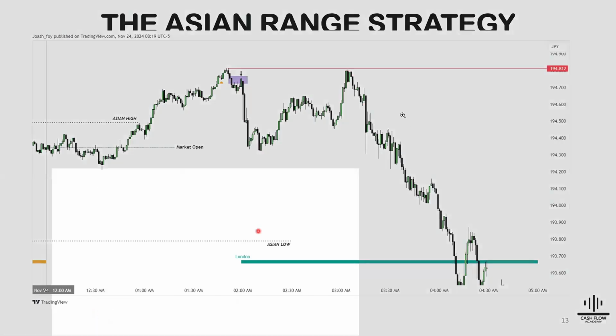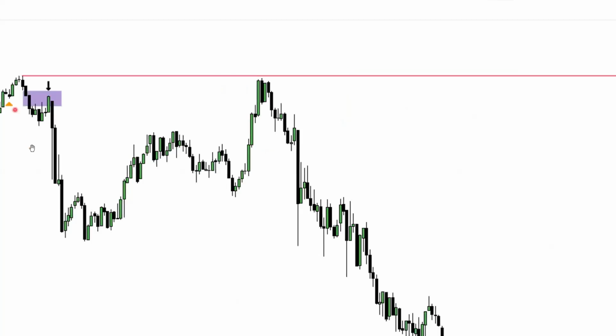This will be using the inversion fair value gap. You can see here, there's an inversion fair value gap. And see how price found support here, rallied, then broke through it. As soon as it broke through it, it came back to find what? Resistance before running lower.